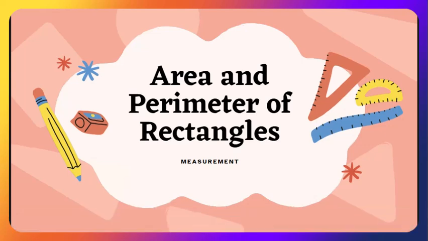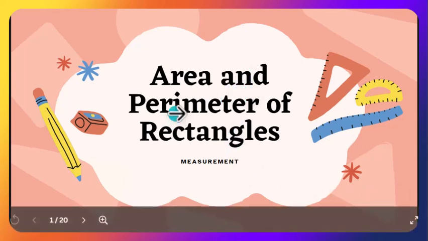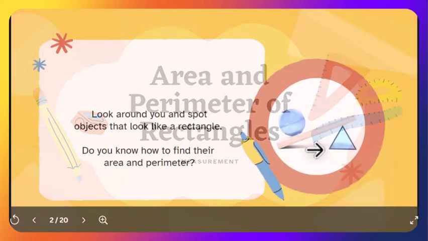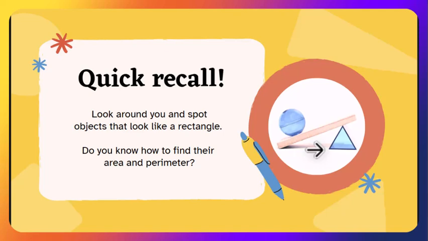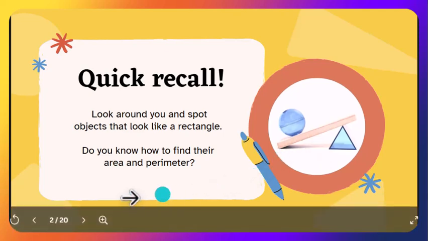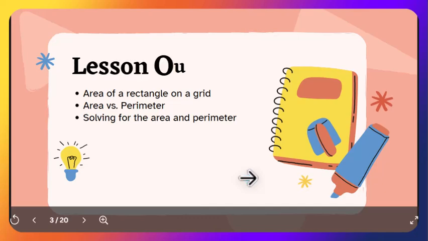Today we will have our math lesson in which we are going to learn about area and perimeter of rectangles. Let's start. Look around you and spot objects that look like a rectangle. Do you know how to find their area and perimeter?